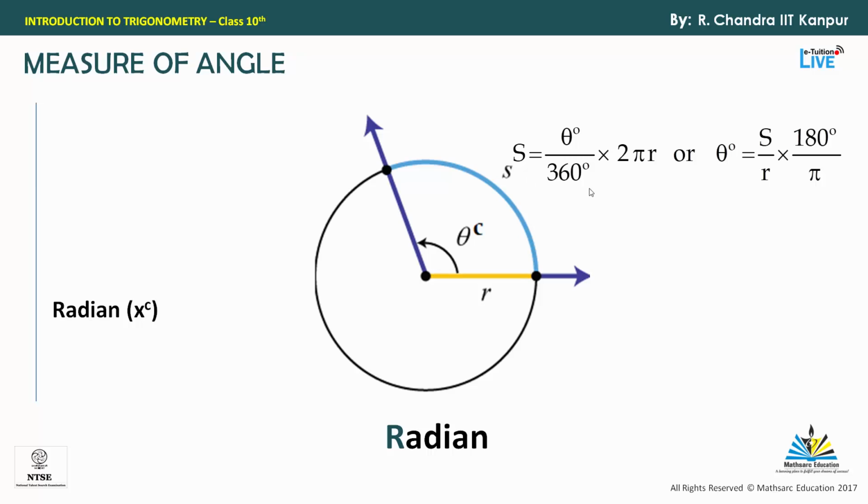Again, you may know the fact that the arc length is equal to theta upon 360 into 2 pi r, if we take theta in degrees. For a complete circle theta becomes 360 degrees, and this becomes the circumference of the circle.